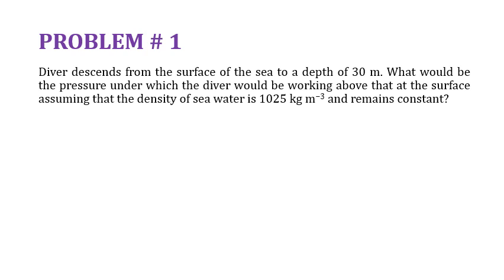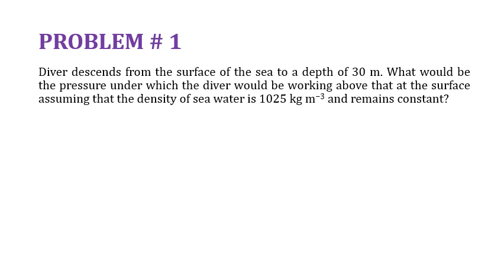So problem number one, a diver descends from the surface of the sea to a depth of 30 meters. What would be the pressure under which the diver would be working above that at the surface? So pressure that is above the surface pressure, which is atmospheric pressure. So they're basically asking for the gauge pressure, assuming the density of the sea water as 1025 kg per meter cube and it remains constant.